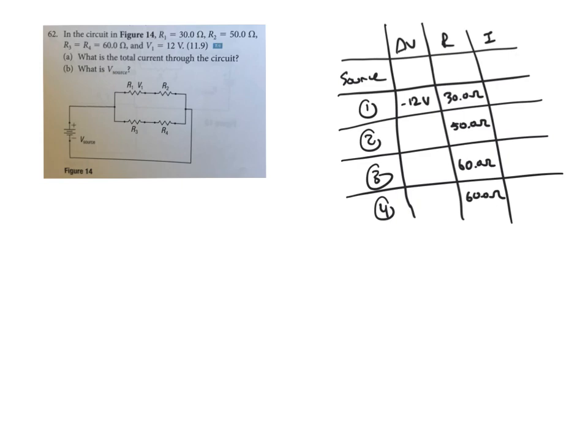All right, so they ask me for 2 things, part A and part B. Part A asked me for the total current through the circuit. So the total current refers to the current through the battery, the source. They also asked me for, in part B, V source, voltage of the source. So these 2 boxes in red are our goals for this question. All right, how can I analyze this?